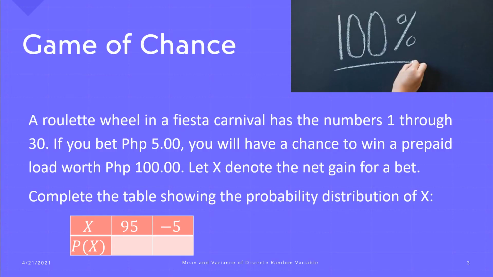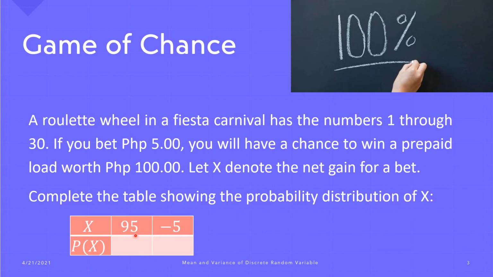Now, to give you a real life example, a raffle wheel in a Fiesta Carnival has the numbers 1 through 30. If you bet 5 pesos, you will have a chance to win a prepaid load worth 100 pesos. So let us denote X, the net gain for a bet. We're going to complete the table showing the probability distribution of X.